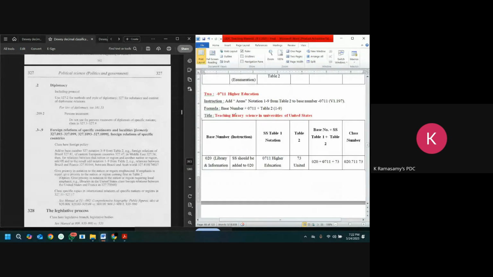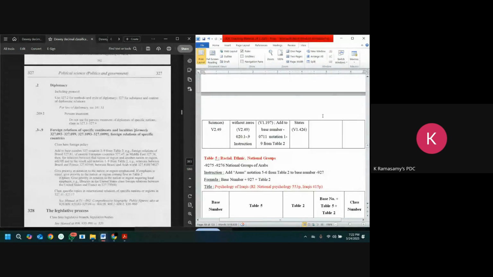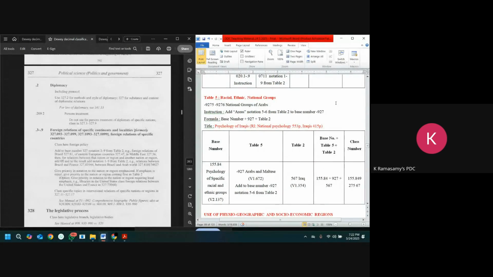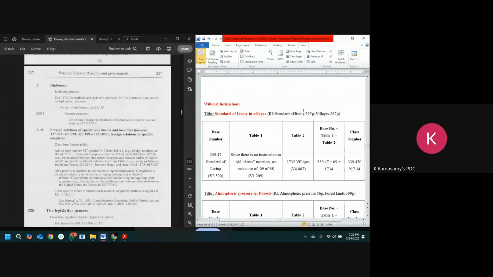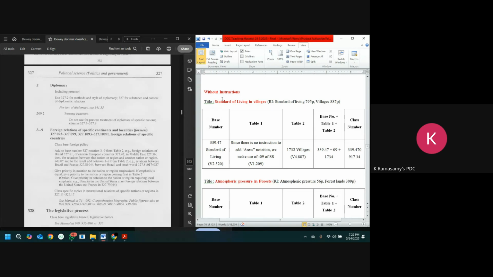One is 07, the other one is 0711 in two cases. And even table 5 also can add table 2. All the possibilities are there. Okay. Yes. See, apart from countries and continents, even the so-called physiographical and socio-economic region numbers also can be added. For example, standard of living in villages. What is the number for standard of living? 339.47. What is the number for villages? It is the number for village, 1732.